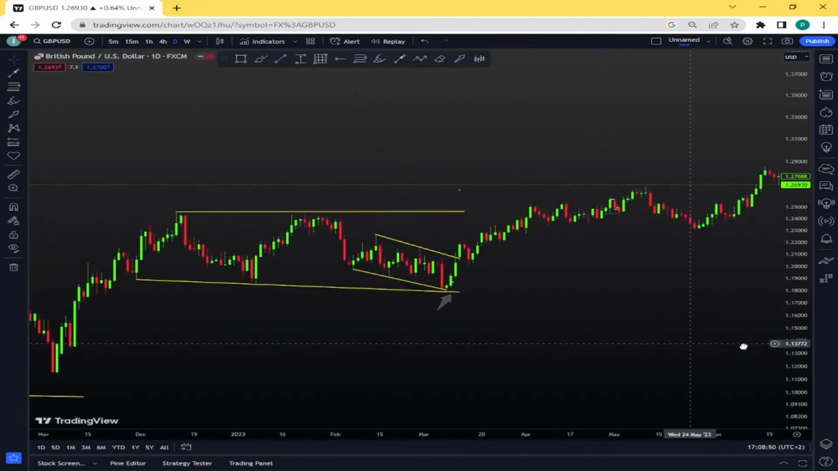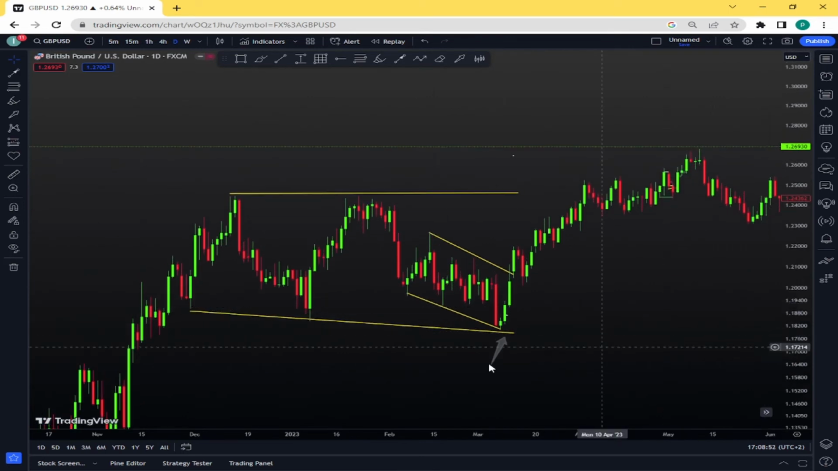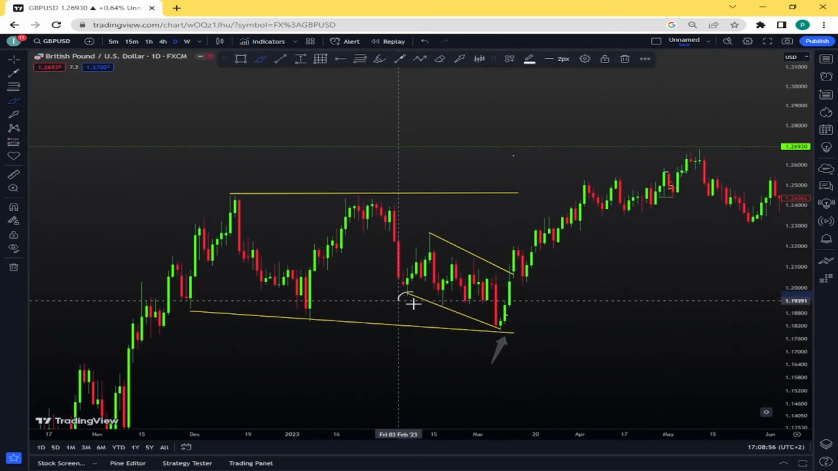Let me zoom for you so that you can see. If you can see here, it created what? First touch here, second touch here, third touch here. The power of third touch, guys. 1, 2, 3. That's when we see the price moving, right?